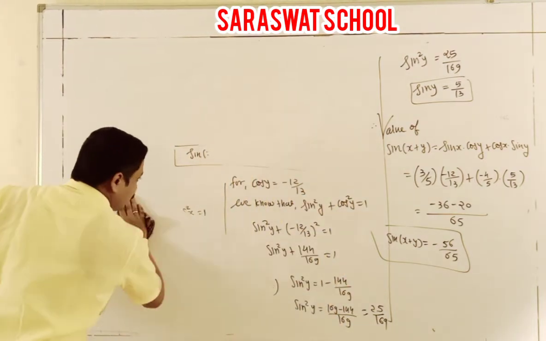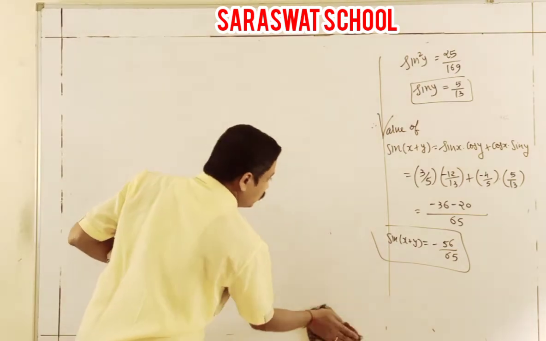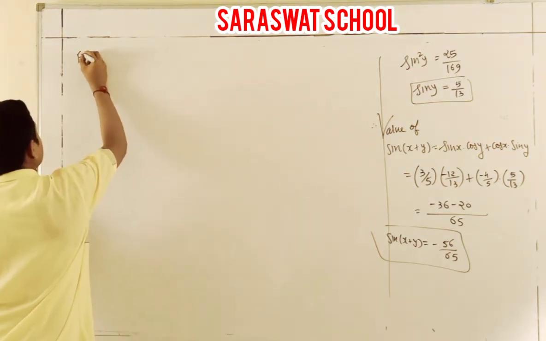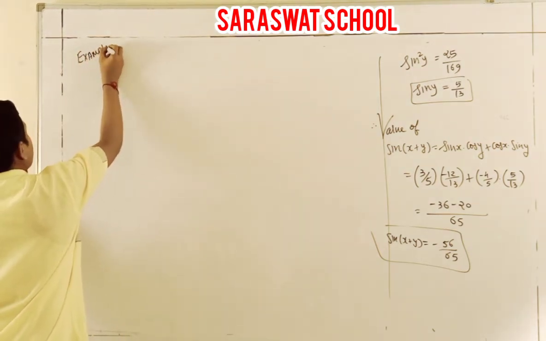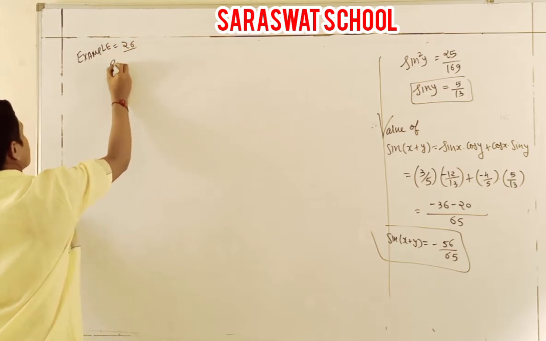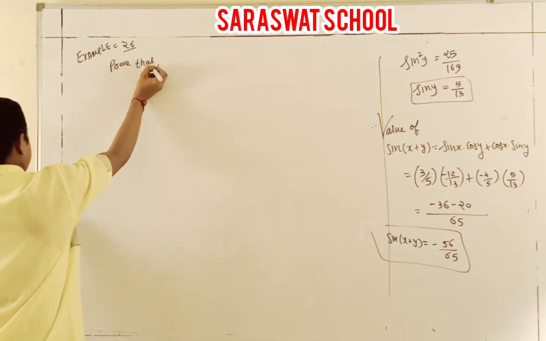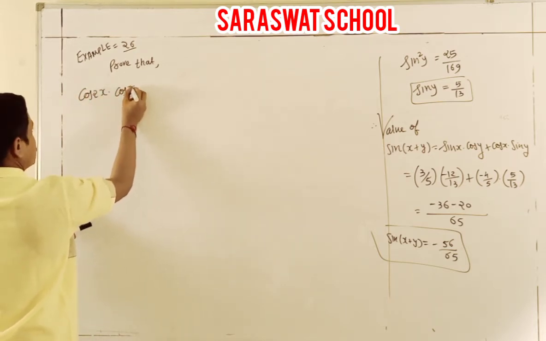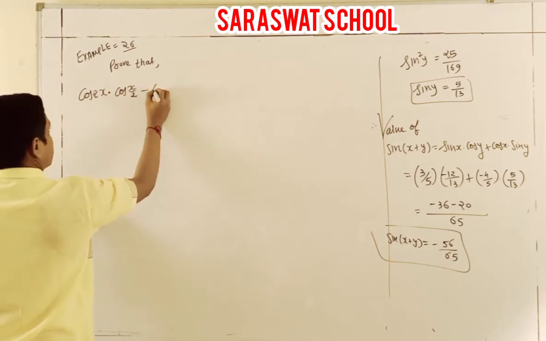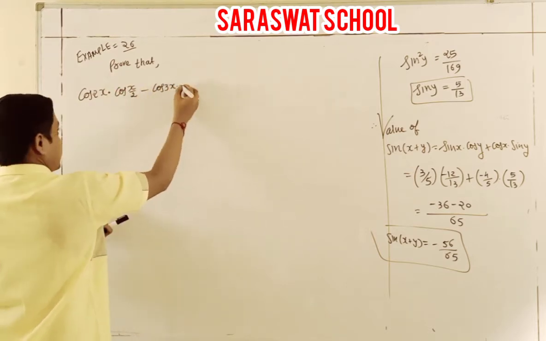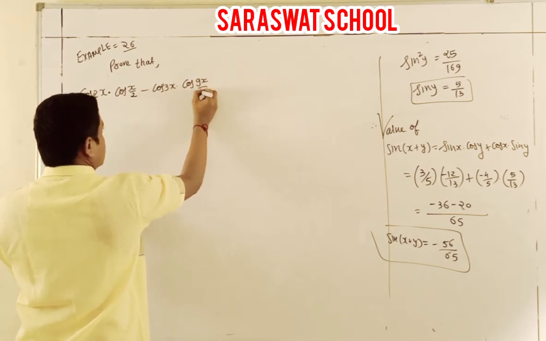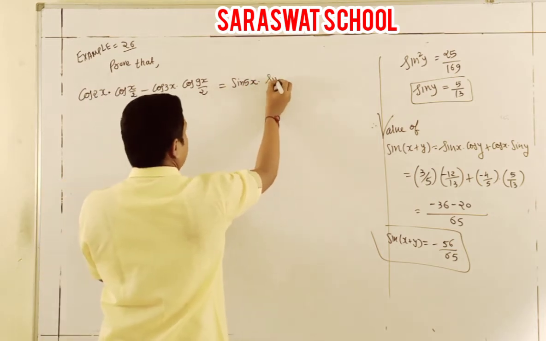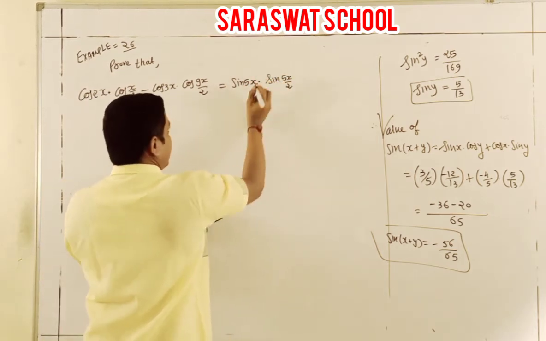Now, students, example 26. This is also important for exam level. Prove that cos 2x, cos x by 2, minus cos 3x, cos 9x by 2 is equal to sin 5x, sin 5x by 2.